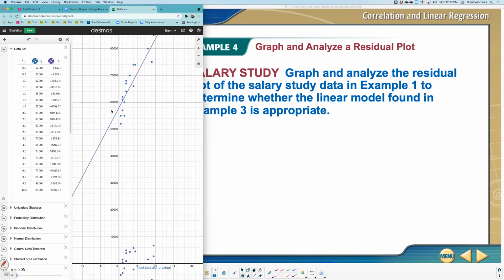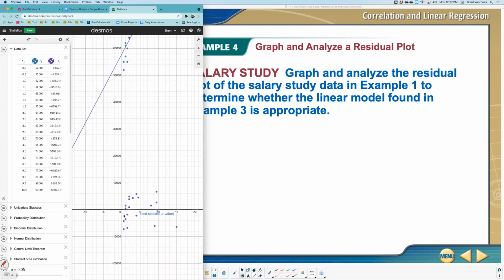So here's your regression line. We're going to take a look at each data point compared to the regression line. The ones below mean that this particular individual or data point was making below what our regression model would predict. Each one above would represent someone who made more than what the line would have predicted.